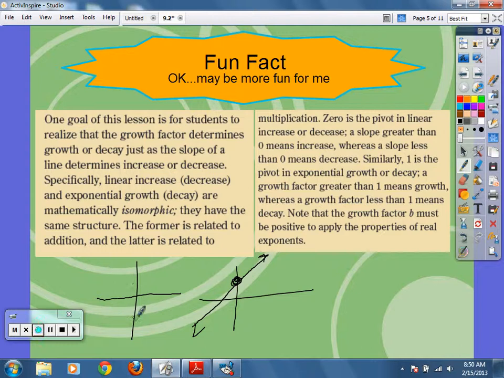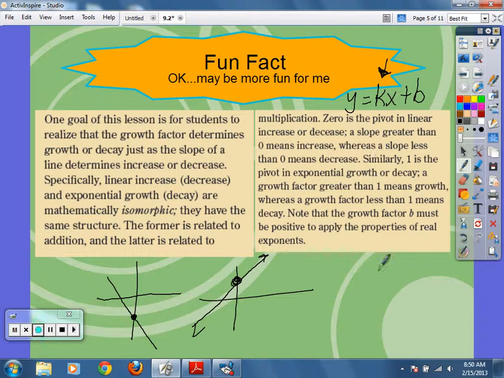Linear decay, initial condition, decreasing, there it is. Zero is the pivot point in linear increase or decrease. So if I have y equals kx plus b instead of mx plus b, if I have numbers bigger than 0, it's going to be an increase. If it's less than 0, it's going to be a decrease.